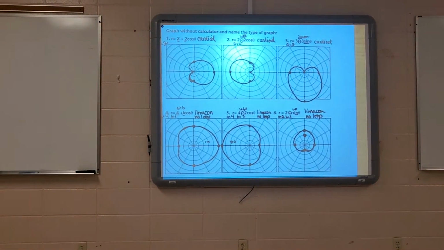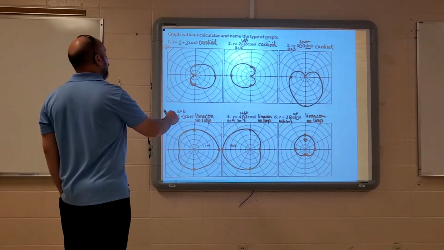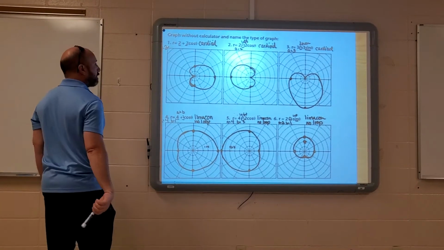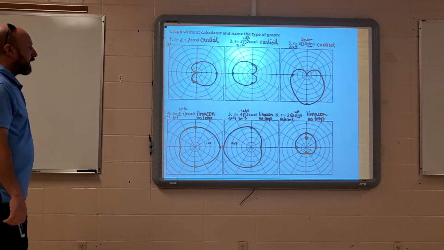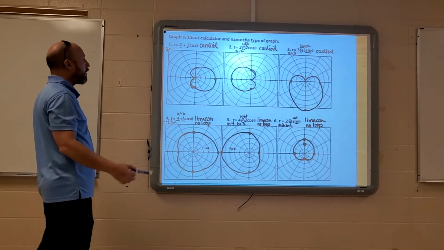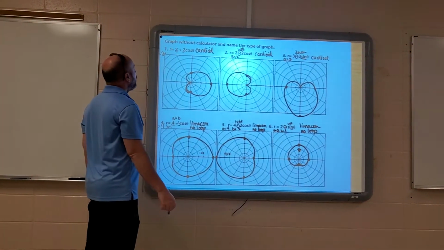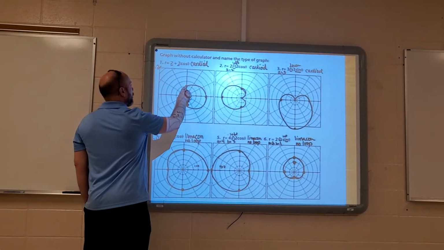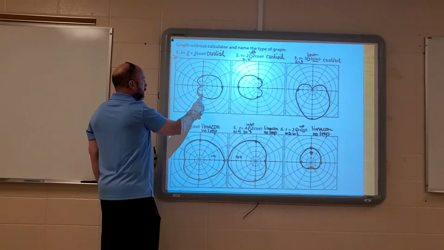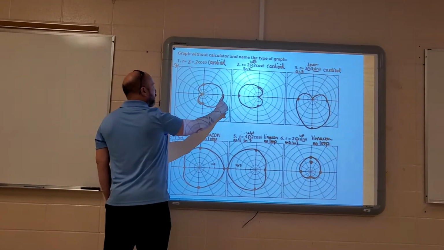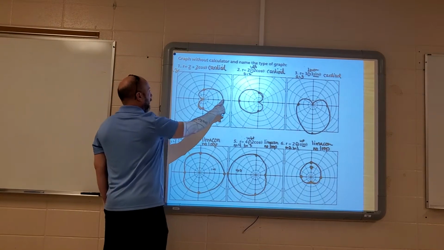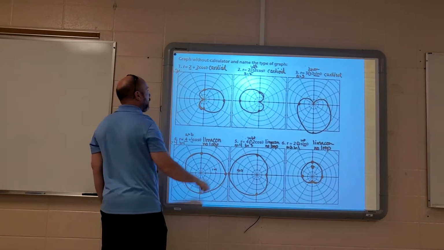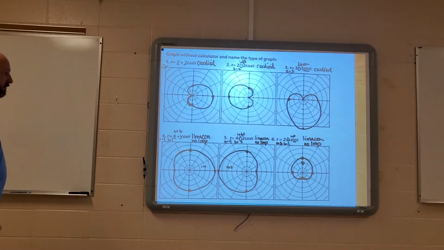So, the first one, if you look right here, the two numbers are the same. Okay? If the two numbers are the same, that's a cardioid. Okay? So, we know that it's going to cross at 2 right there, 2 right there, and then 2 times 2, which is 4 right there. And then you just draw the cardioid. Okay? Not too bad.